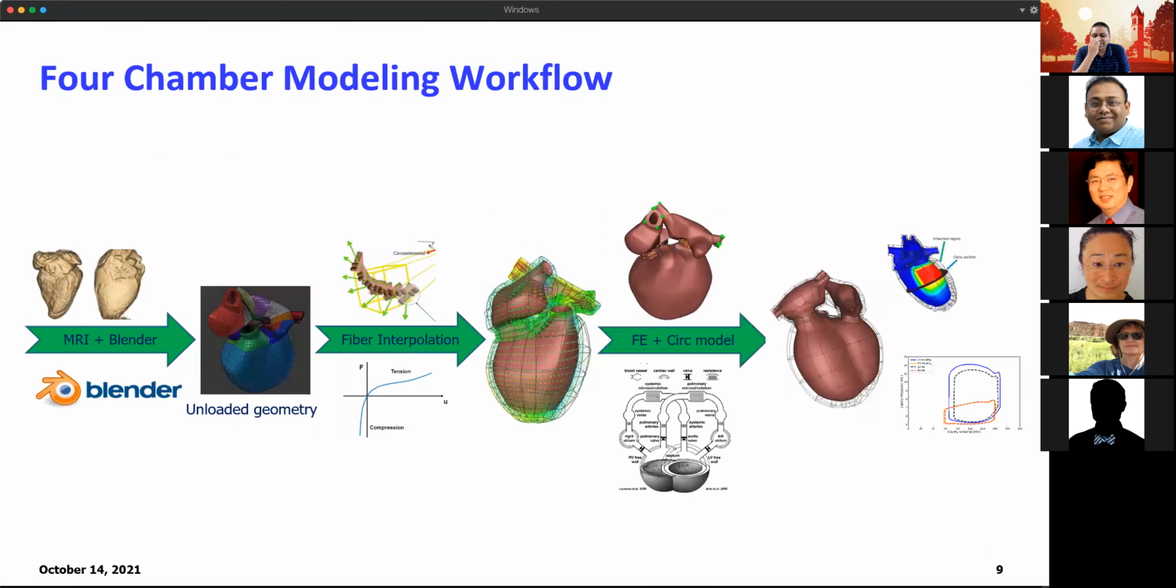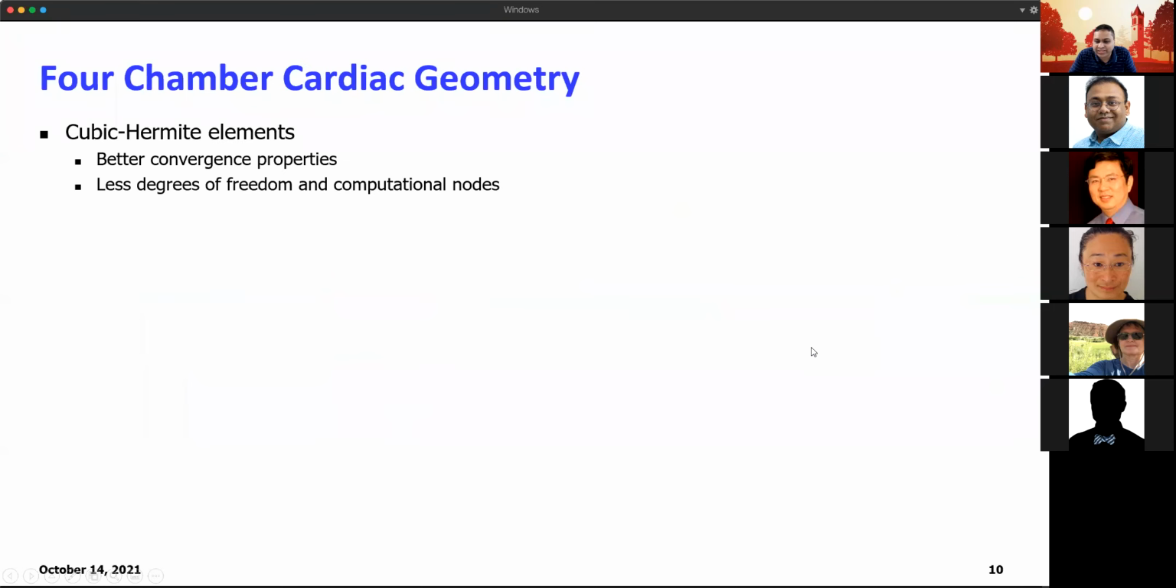And we have developed a pipeline that can create these four-chamber models. Obviously, there are certain aspects that need to be taken care of when you want to create these four-chamber models. First, we need to get the geometry of the heart itself. Then we need to model the muscles. In the heart, the muscles are oriented in a particular order, and we need to model that. And like I said before, we need to couple the heart itself with the circulation model, which is a 0D or reduced order model.